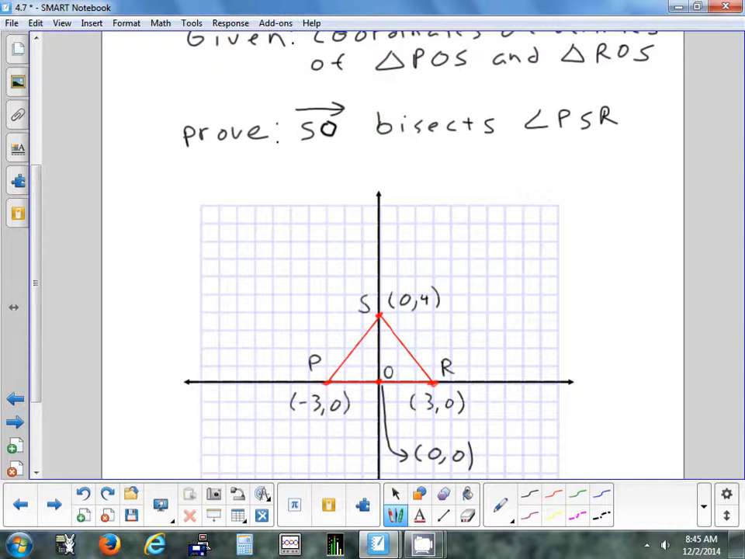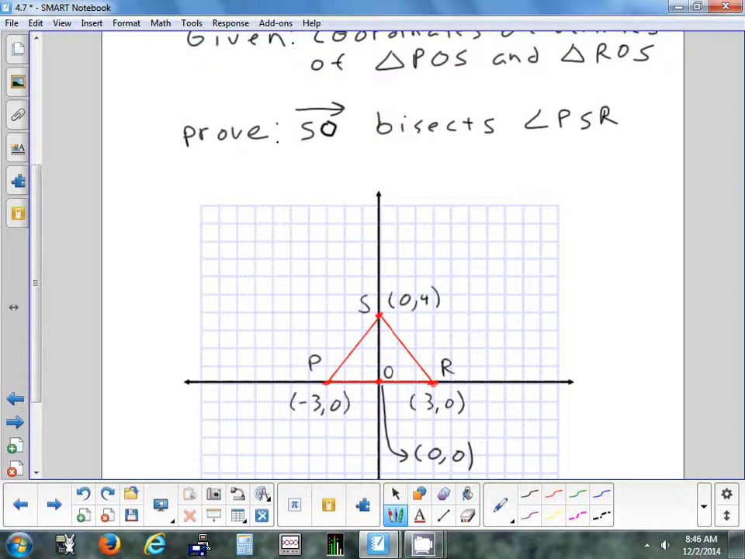So what are we really trying to prove? We're trying to prove that SO is a what? Or I could give you a hint and say SO is an angle bisector. Yes, we're trying to prove that it's an angle bisector. So to prove that something is being bisected, what does that mean? If it's bisected, cut exactly in half.